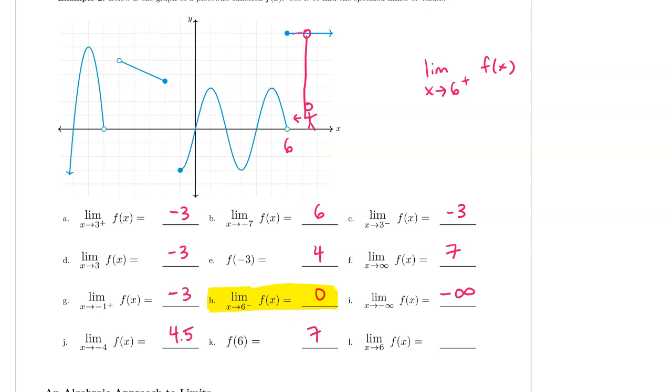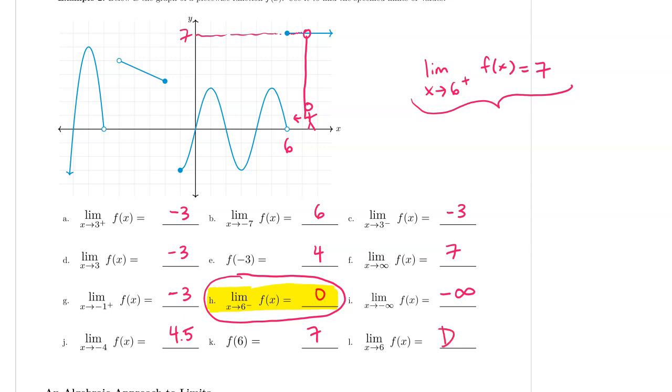And notice where the balloon is approaching. It's approaching this y value here, which is 7. So this is equal to 7. So the right-handed limit is equal to 7, and the left-handed limit is equal to 0. So notice that as I approach 6 from either side, they're approaching different locations.